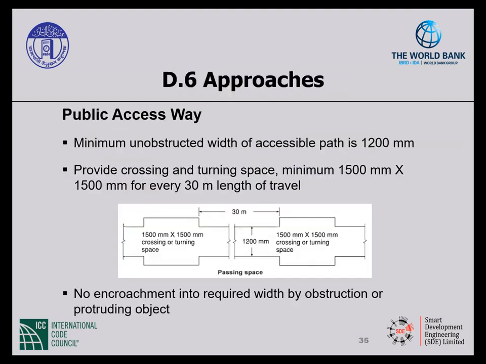Public access way. The minimum unobstructed width for an accessible public access way, such as a footpath, a corridor, a foot overbridge, or an underpass, should be 1,200 millimeters. All such ways shall have a 1,500 by 1,500 millimeter space every 30 meters in length to facilitate the crossing or the turning of users, which you've seen on the screen. And no encroachment into the required width by an obstruction or protruding object is allowed. Now, if the pathway width is at least 1,500 millimeters, there are no additional requirements for turning spaces.